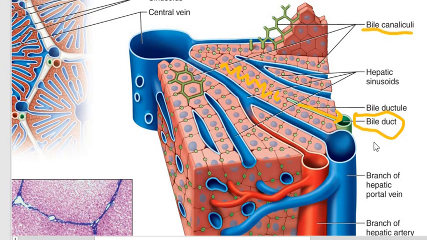And then those canaliculi will end up sending their bile to a bile duct, and the bile leaves the hepatic lobule this way. And where do those bile ducts right there end up? Well, they end up going into what we call the right and left hepatic ducts.